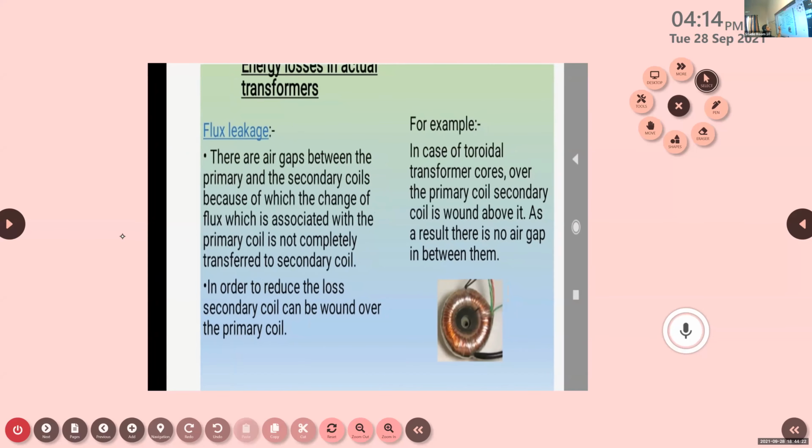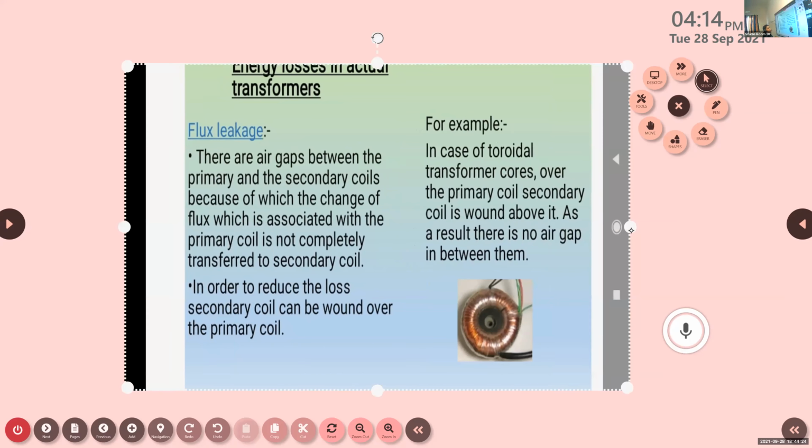Flux leakage mainly occurs if you are considering a primary coil and a secondary coil. It occurs in the case of mutual induction. In such cases, we consider two coils, primary and secondary. If there is any gap between them, the change of flux associated with the primary coil is not completely transferred to the secondary coil. This type of energy loss is known as flux leakage.